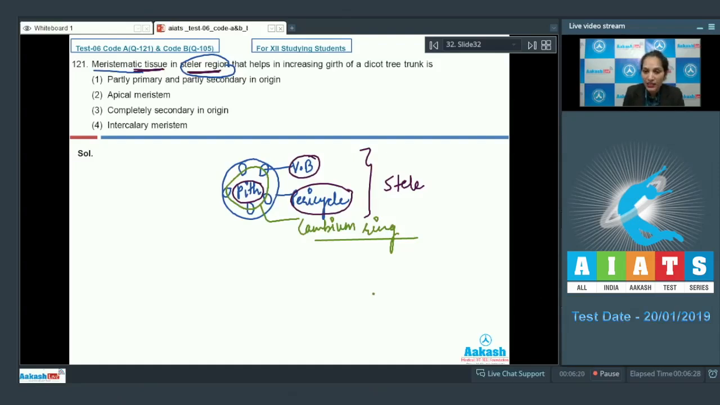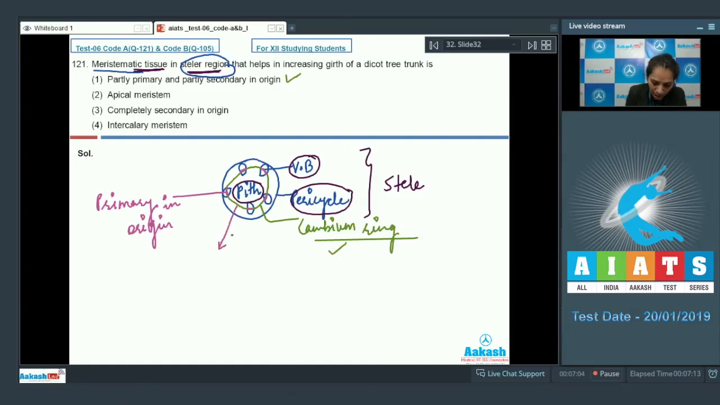So it helps in increasing the girth of a dicot tree trunk. Yes, it helps. It is partly primary and partly secondary in origin. How? The cambium which is present within the vascular bundle is primary in origin. It is called intrafascicular cambium. It is present since the birth of the plant. It appears very early in the stages of plant life.